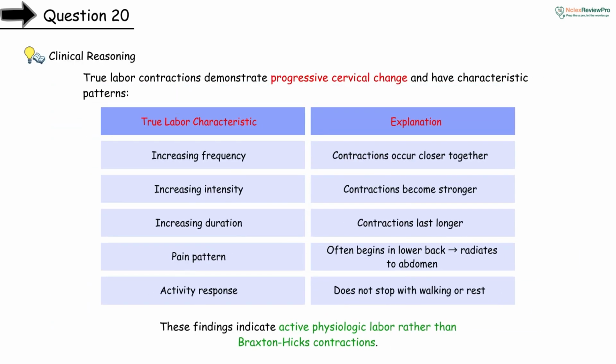True labor follows a very specific pattern. There is increasing frequency, meaning contractions come closer together. There is increasing intensity, meaning they get stronger. And there is increasing duration, meaning they last longer. You also often see a characteristic pain pattern. It starts in the lower back and radiates to the abdomen. And importantly, true labor does not stop with rest or activity. So all three highlighted statements clearly reflect true physiologic labor.